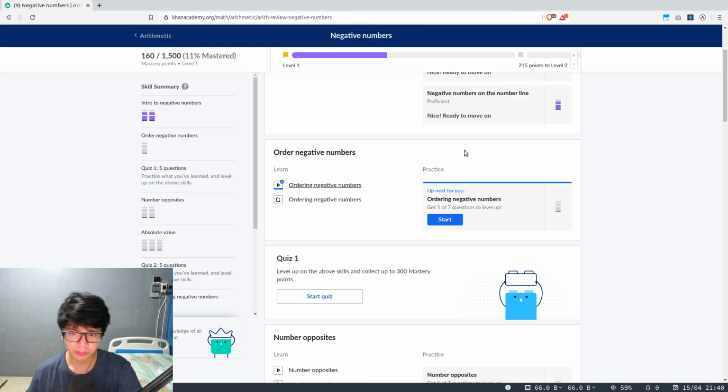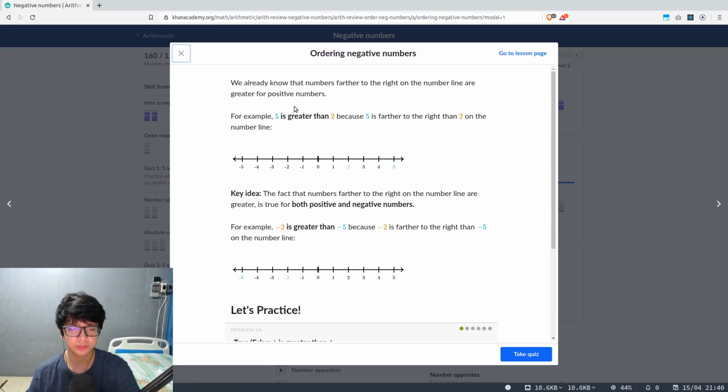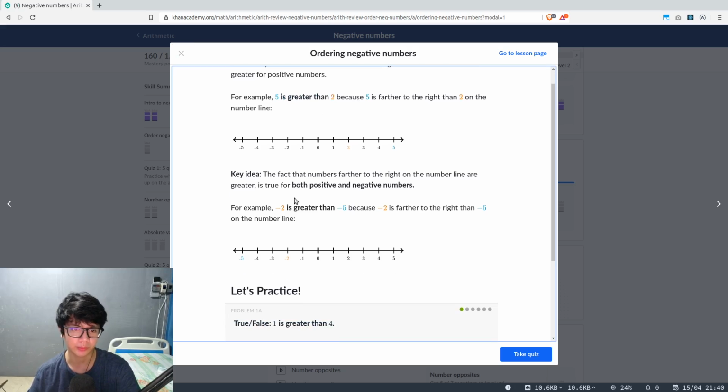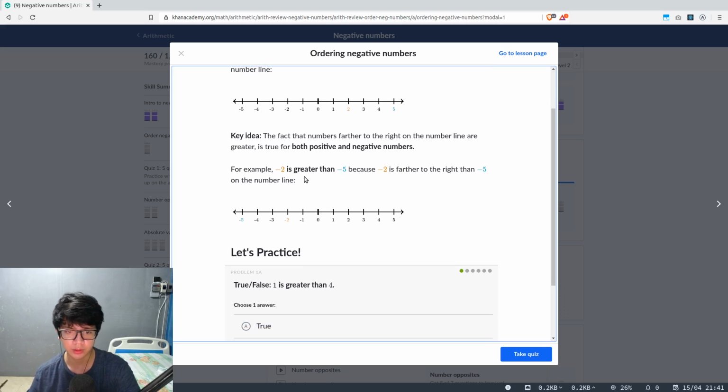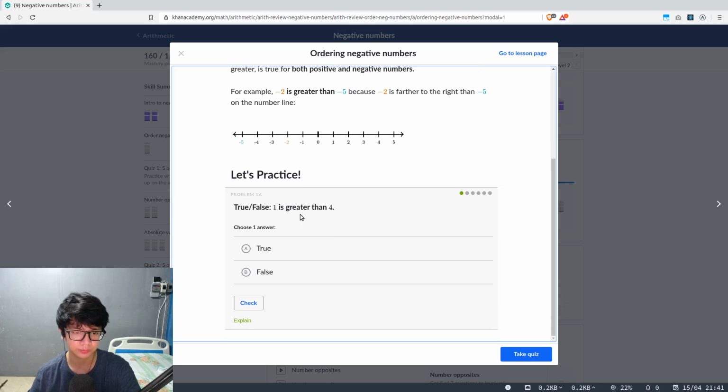Okay, so am I supposed to do this thing before? Okay, so learn first. Well, I know that the farther to the right a number is, the greater. For example, 5 is greater than 2, since 5 is farther right on the number line. The farther right applies to both positive and negative numbers. For example, negative 2 is greater than negative 5 because negative 2 is farther to the right than negative 5 on the number line. Yeah, it's true.